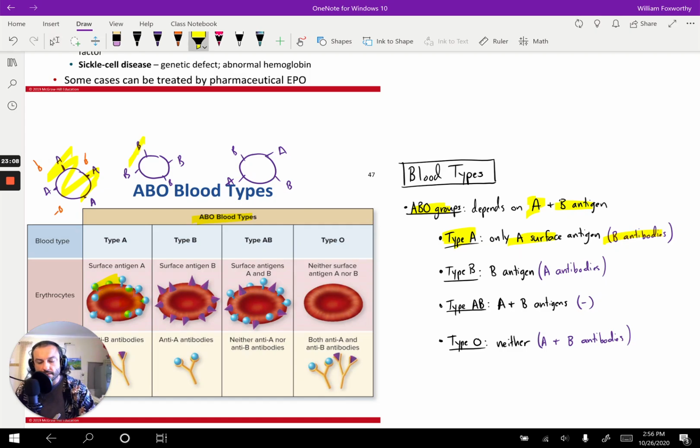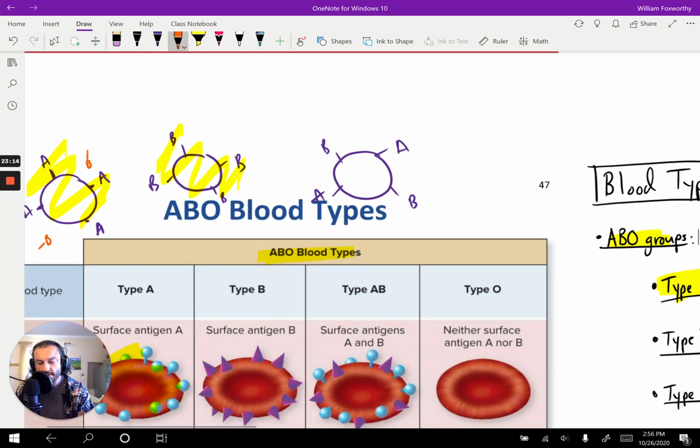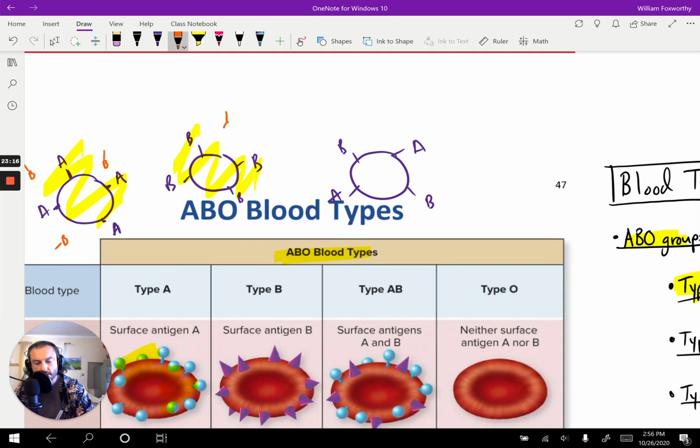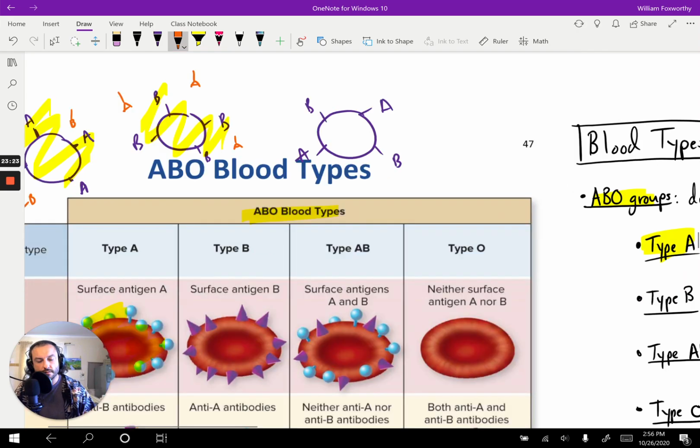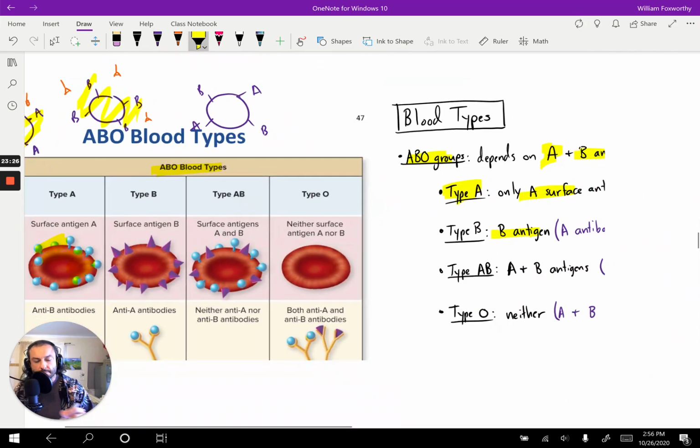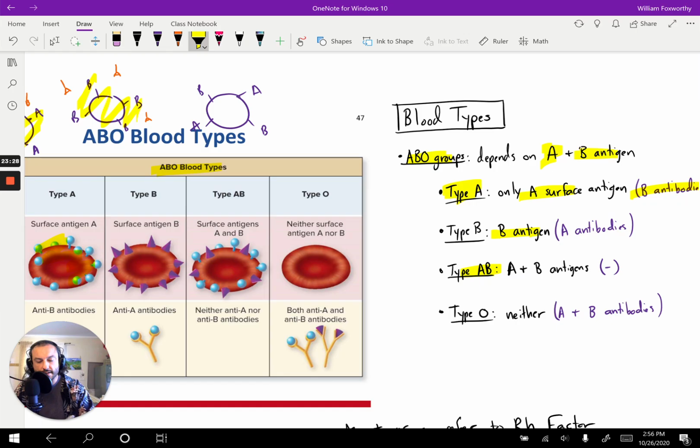Type B has B antigens. And then again, because you don't want antibodies that attack your own cells, they produce A antibodies. Okay, and then the type AB blood has type A and type B antigen, and they do not produce either A or B antibody because either of those antibodies would attack their own red blood cells.